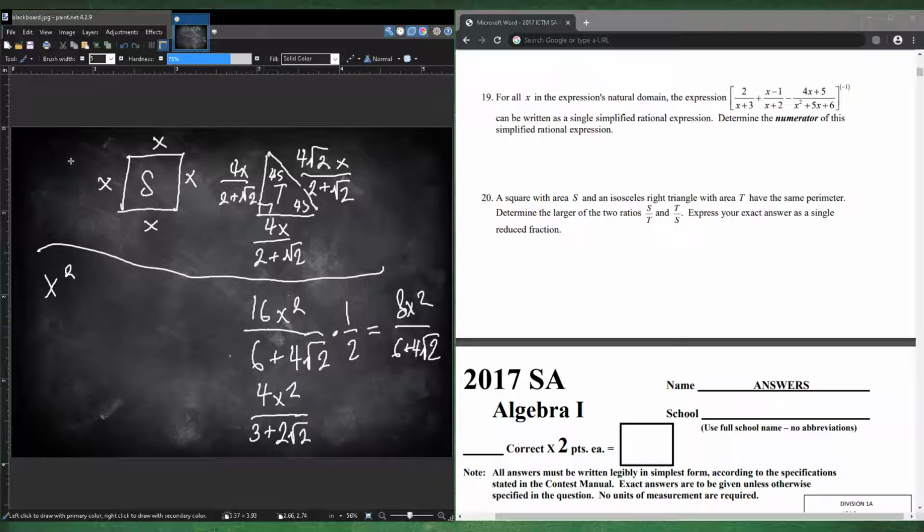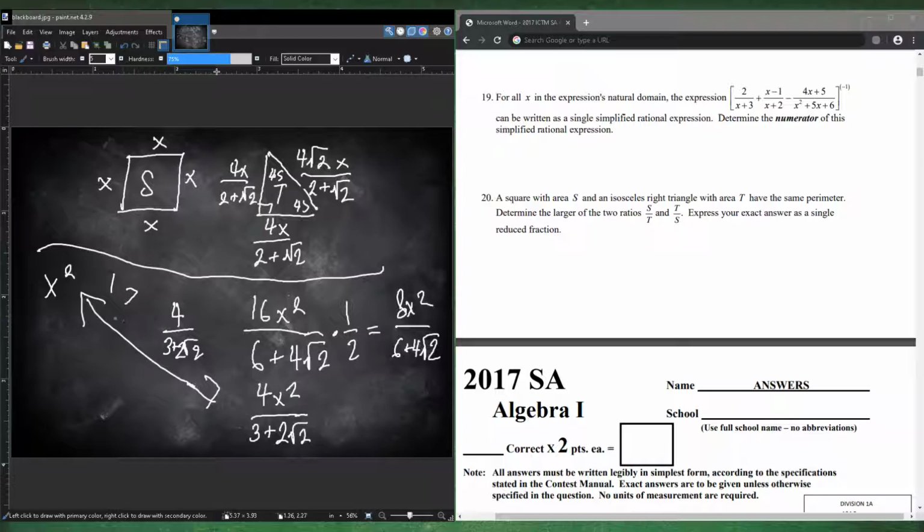Okay. So we need to compare these two. Which one is bigger? Well, if you ignore the x squared, that's going to be 4 over 3 plus 2 square root 2, and ignoring the x squared, the other is just 1. So which one's bigger out of these two numbers? Well, if you don't know it, just use your calculator. Sorry, that's 2 square root 2. So 4 divided by 3 plus 2 square root 2 is lower than 1. So this number is bigger than this number.